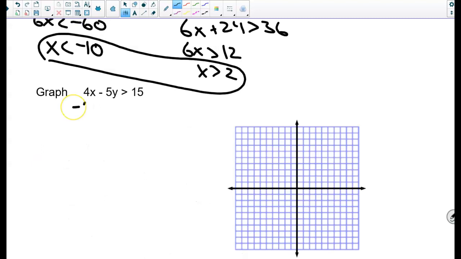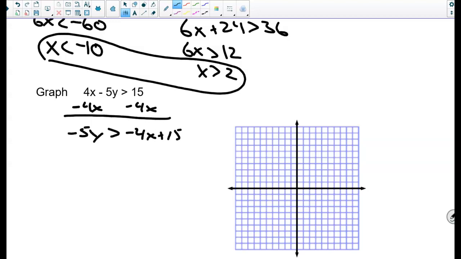For this one, we're going to subtract 4x on both sides. Negative 5y is greater than negative 4x plus 15. And we're going to divide negative 5 on both sides. When you divide by negative, the inequality flips, and you're left with 4/5 x minus 3. Now I need to graph that line. My y-intercept is negative 3. And up, 1, 2, 3, 4, right, 1, 2, 3, 4, 5. Down, 1, 2, 3, 4, 1, 2, 3, 4, 5. And then we use dotted lines.